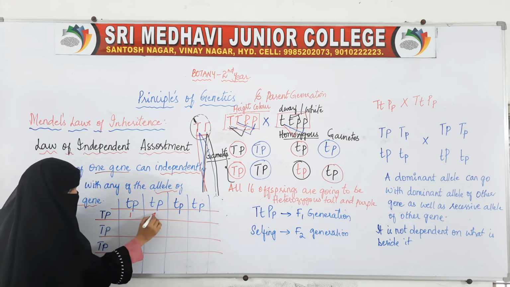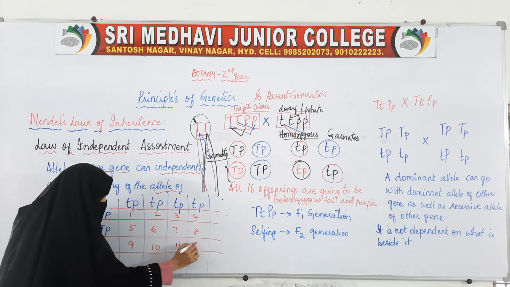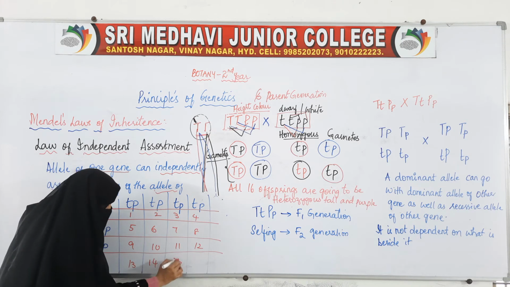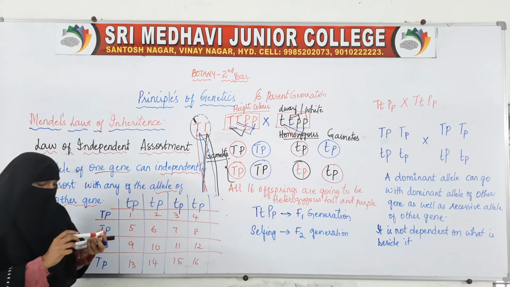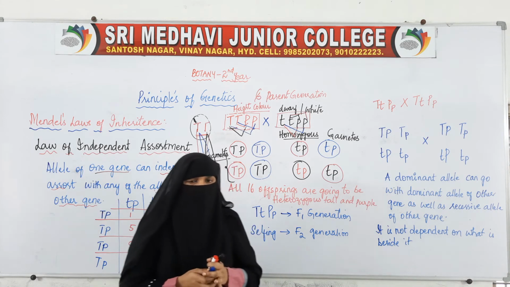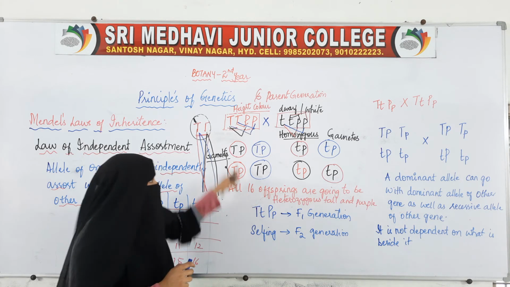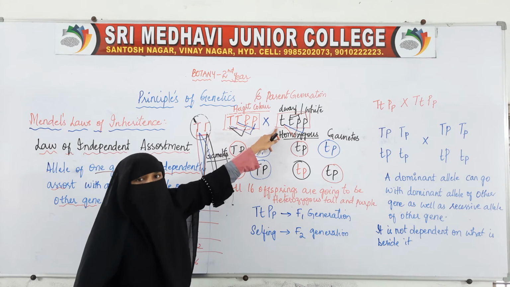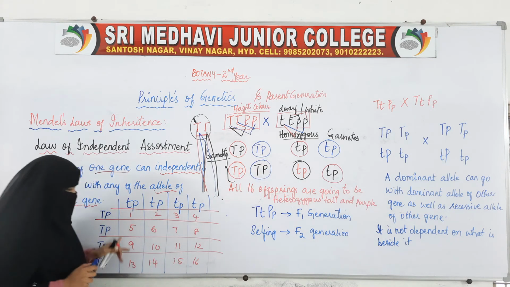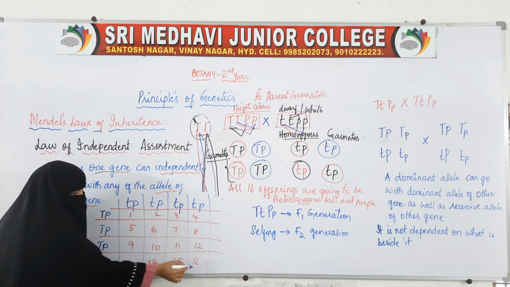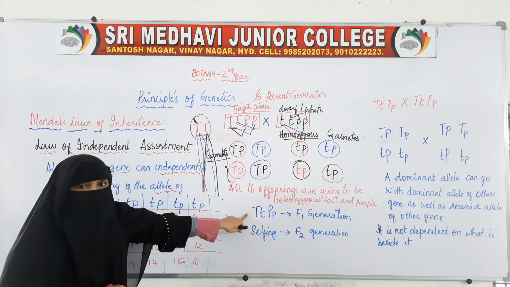So we'll get 1, 2, 3, 4, 5, 6, 7, 8, 9, 10, 11, 12, 13, 14, 15 and 16. When these gametes are crossed, we will get 16 offspring. We'll see it in detail, but in the F1 generation, when these two plants are crossed, each forms 4 gametes, and when these 4 gametes are crossed, we will get 16 offspring in the first generation, and all of the offspring will be of this one.